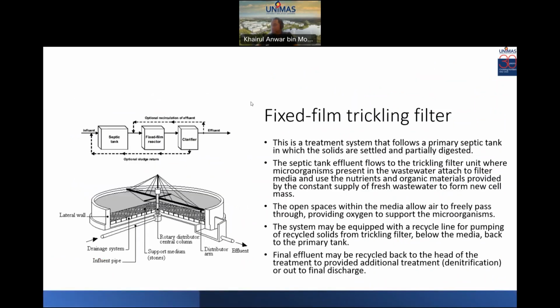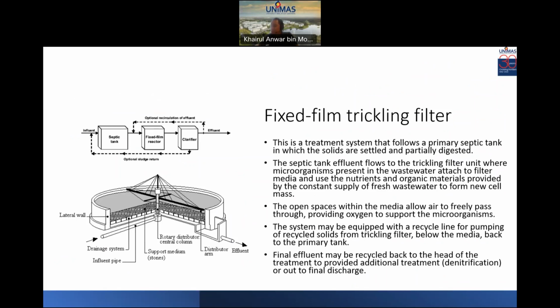Second one is fixed film trickling filter. This is a treatment system that follows a primary septic tank in which the solids are settled and partially digested. The septic tank effluent flows to the trickling filter unit where microorganisms present in the wastewater attach to filter media and use the nutrient and organic materials provided by the constant supply of fresh wastewater to form new cell mass. The open space within the media allows air to freely pass through, providing oxygen to support the microorganisms.